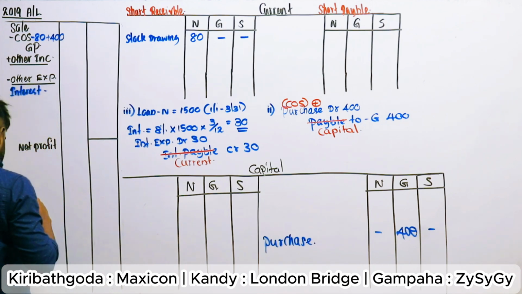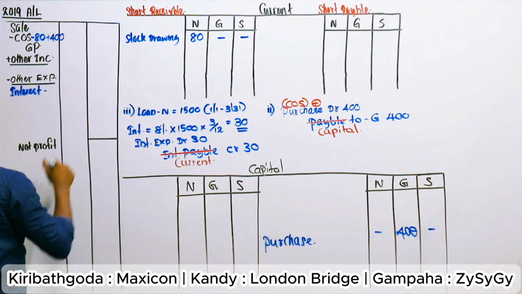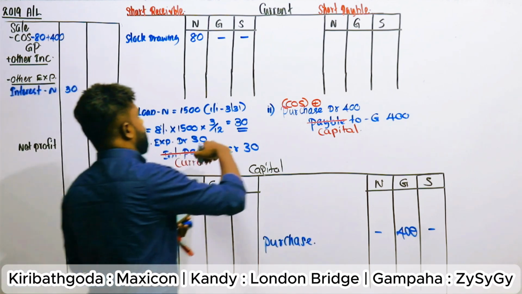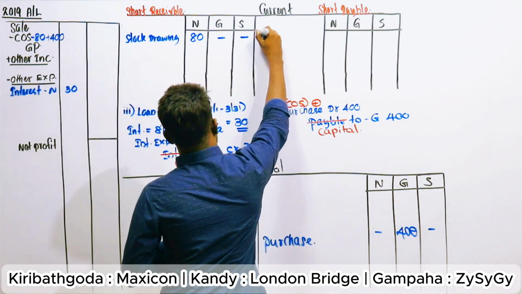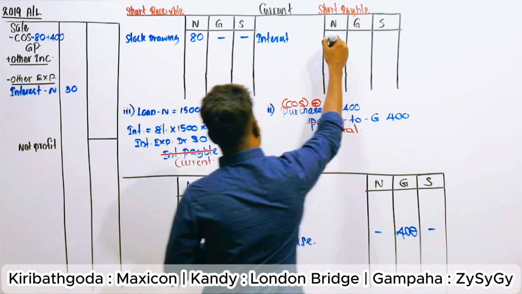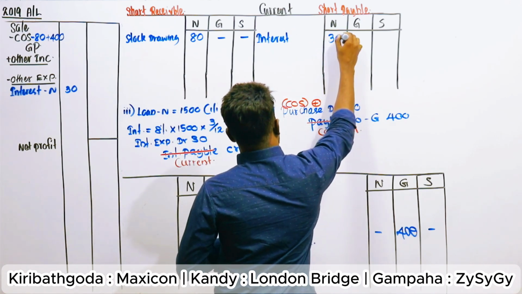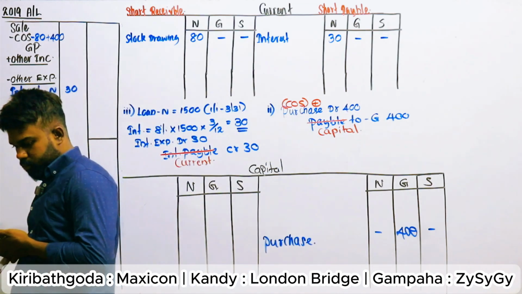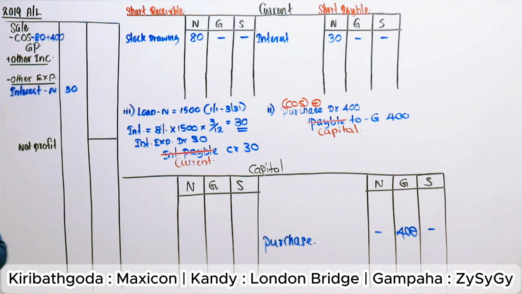Therefore, record the interest expense here. Interest of Nadi, current account credit 30,000. There are no opening balances, because it started. Clear?